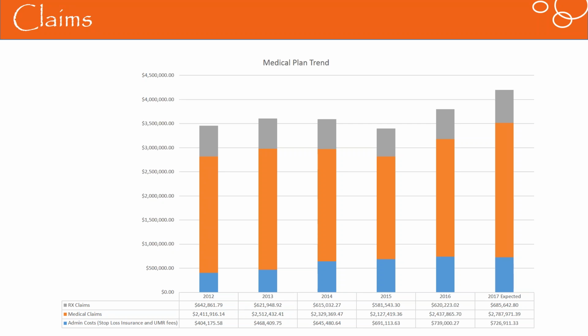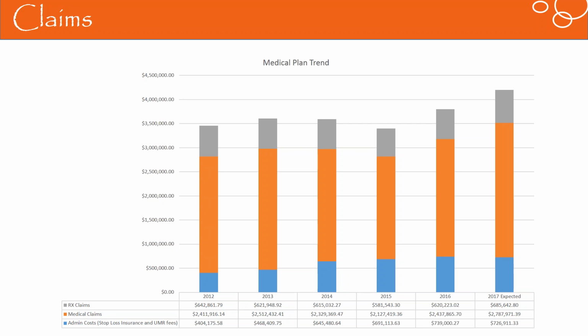2015 was an anomaly for us. Healthcare costs over the history of healthcare have trended 5% inflation every year. You can see for us between 2016 and our expected 2017, those numbers are trended through August and then annualized. We're at about $4.3 million expected for 2017, which is a far cry above where we were in 2016.